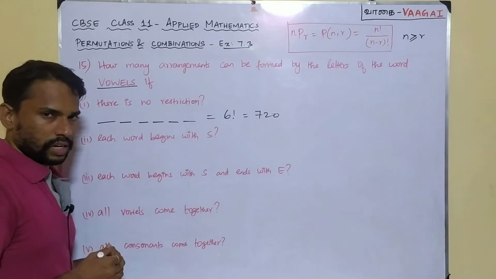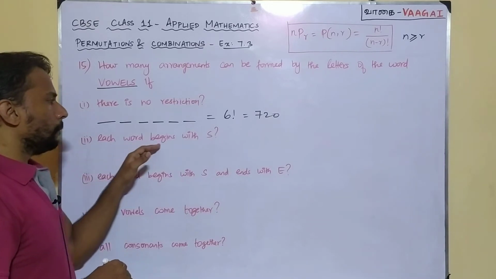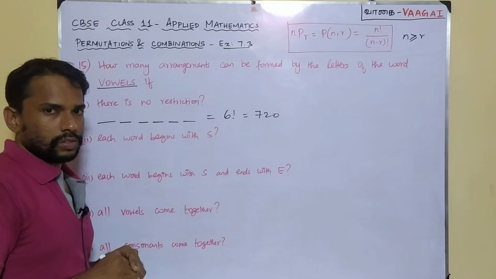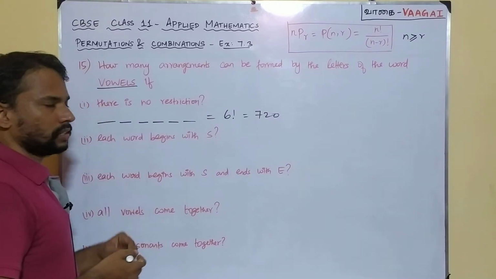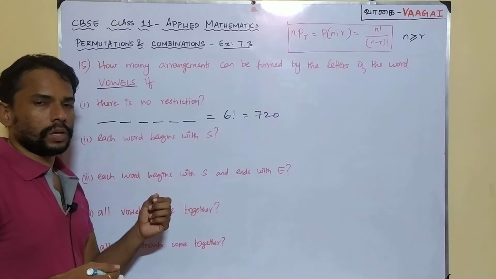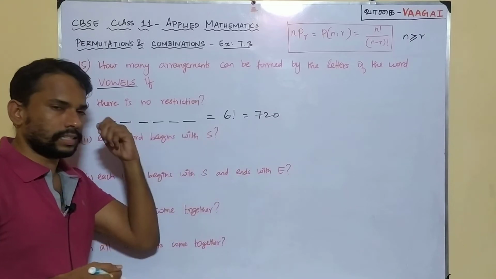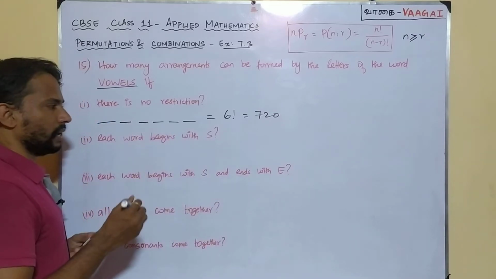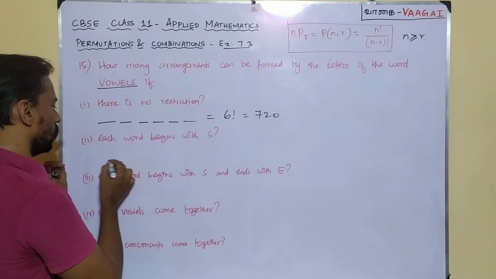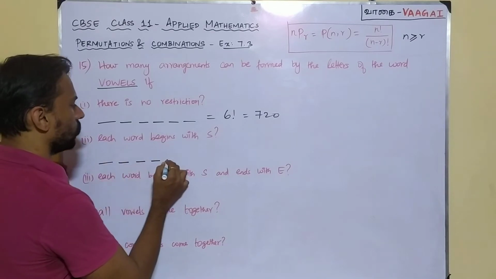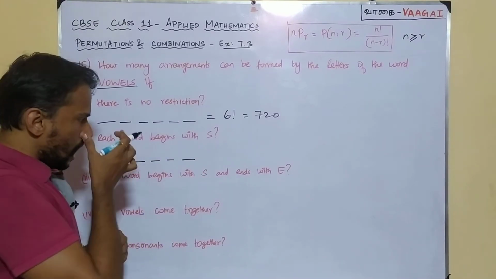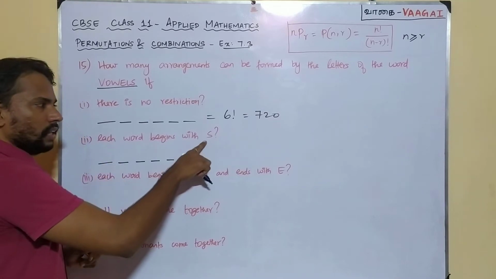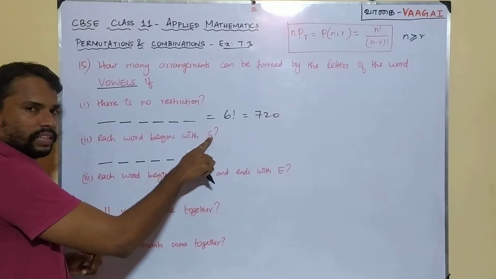Coming to the second subdivision, here each word begins with S. So when you rearrange the letters, each of those words must start with the letter S. This is what the question asks. So again we make 6 slots, 1, 2, 3, 4, 5, 6, and here the condition is the word should start with the letter S.